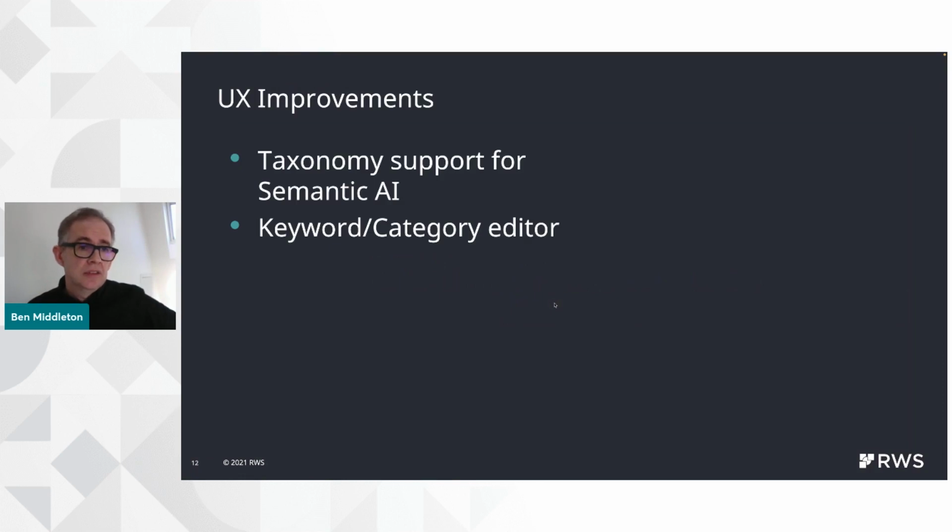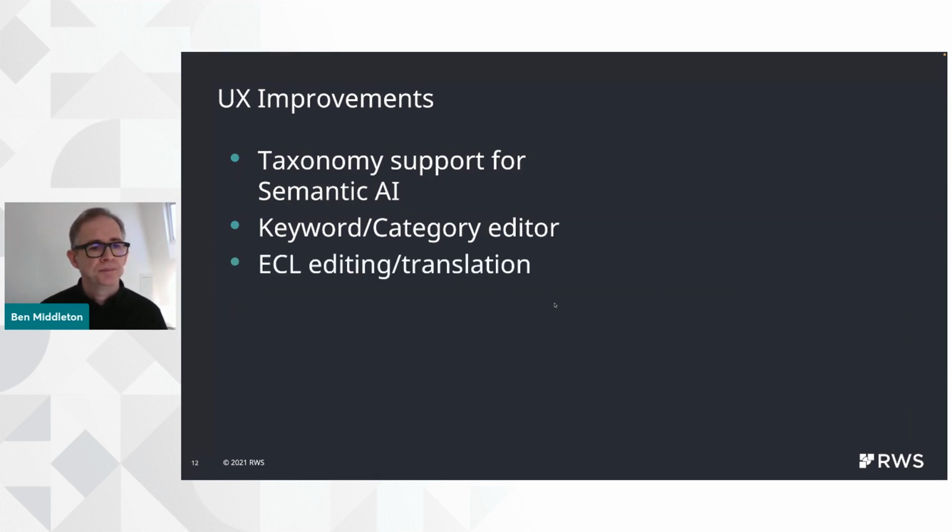On the UX side, architecturally, we've been doing the usual architectural tweaks underneath to support some of the new business features. If you saw yesterday's session, you'll see many of these shown in our What's New sessions. We have full support now in Experience Space for the taxonomy, so you have the ability to find those concepts. We have a full category keyword editor now. We can do ECL translation and editing as well using the new UI.